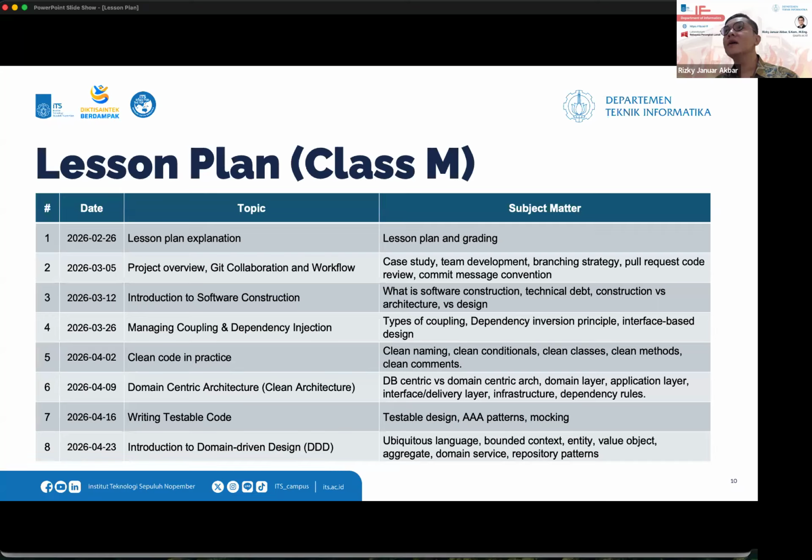Okay. So next, I will explain the lesson plan week by week, the timetable. The first week we talk about the lesson plan. Right now I'm explaining to you the course plan and grading, and then in the second week, I will explain to you the project that I will be using throughout this class and how to collaborate using Git and Git workflow.